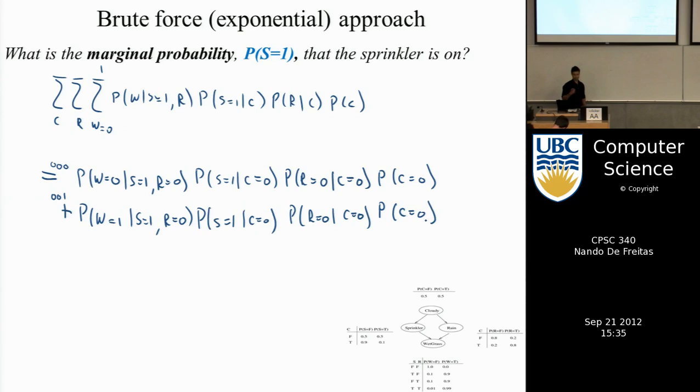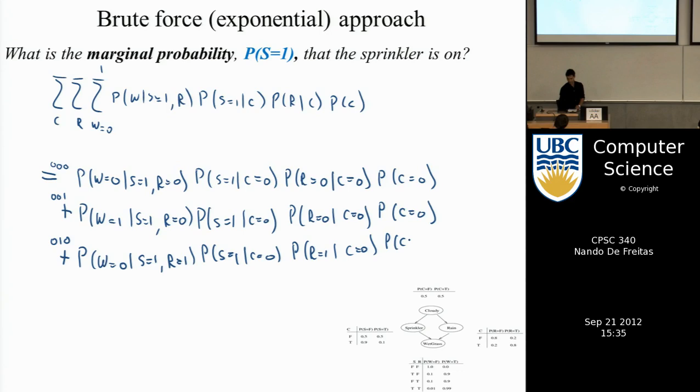let's do one more case, 0, 1, 0. So the 0, 1, 0 case would be P of, so the second variable is R. So this would be P of W equals 0, given S equals 1. And now R is set to 1, times P of S equals 1, given C equals 0, times P of R equals 1, given C equals 0, times P of C equals 0. Plus, and now I would do the case 0, 1, 1. But I'm getting really sick of this, so I'm going to just put three dots. And I'm going to put three dots here, plus 1, 1, 1.